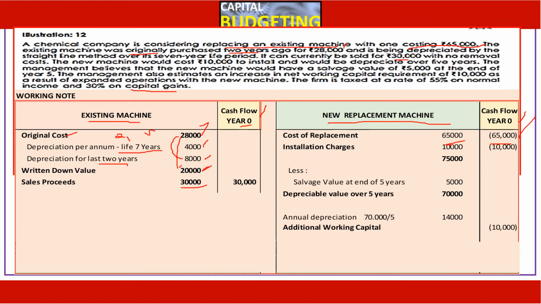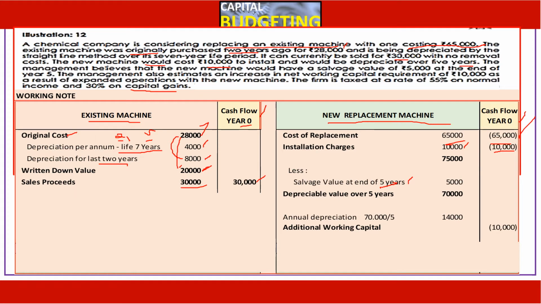It has to be sold for 30,000, means in year 0 we receive 30,000 rupees with no removal costs. Net amount we receive is 30,000. The new machine would cost 10,000 to install. There is an outflow of 10,000 and it would be depreciated over 5 years. Now the past is 2 years, balance is 5 years. The new machine also matches the future of 5 years and would be depreciated over 5 years.